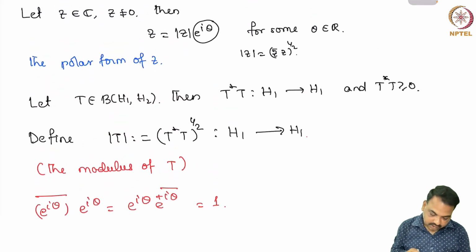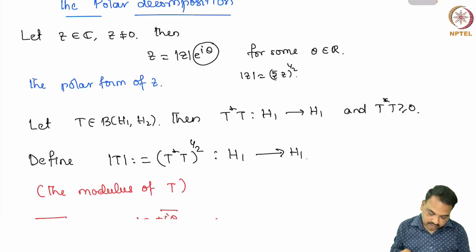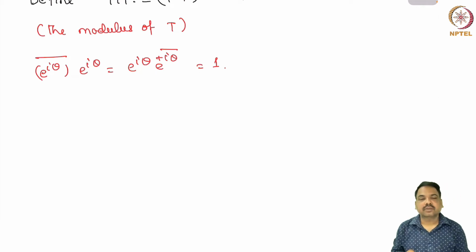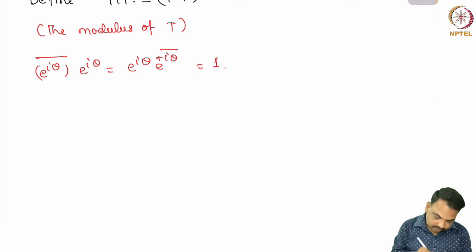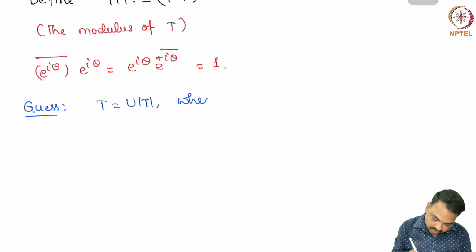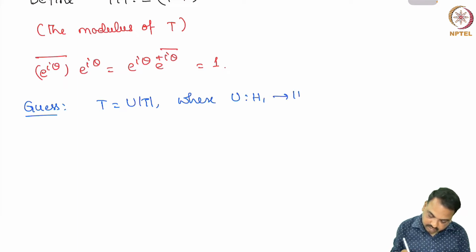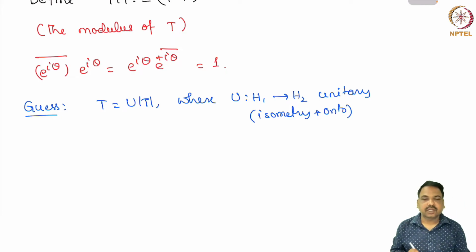That means we can immediately try to generalize the polar decomposition of a complex number to an operator in the following way: T equals U mod T, where U is a unitary from H1 into H2. Here unitary means it is an isometry plus onto. This is what we expect.